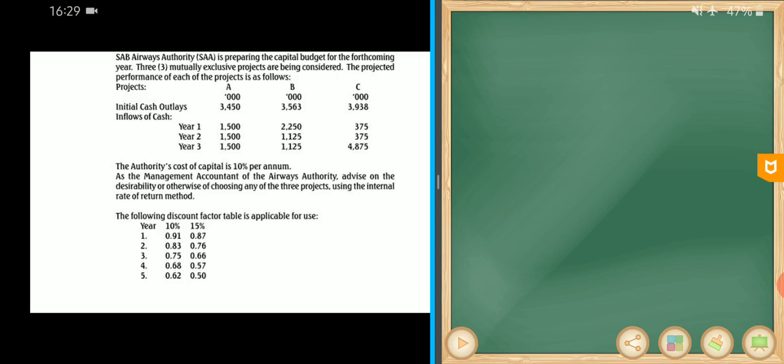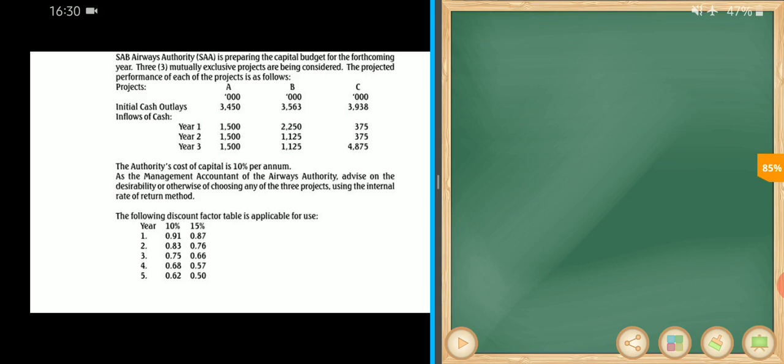We have our inflow of cash. Now, they said the authority cost of capital is what? 10% per annum. They're giving us one cost of capital. Now, they said as the management accountant of the Airways Authority, advise on the desirability or otherwise of choosing any of the 3 projects using the internal rate of return method. They're asking you to use IRR to advise.